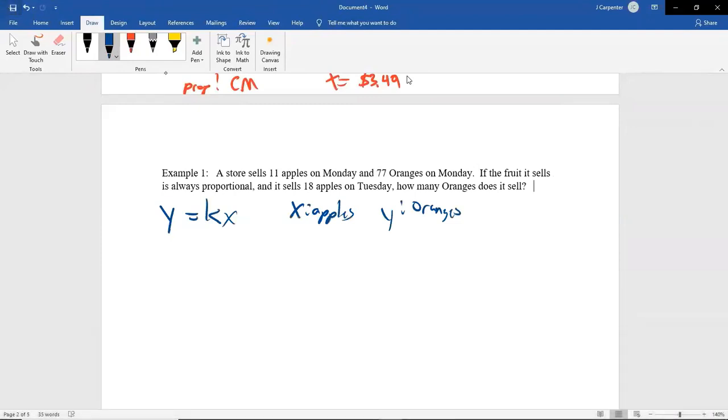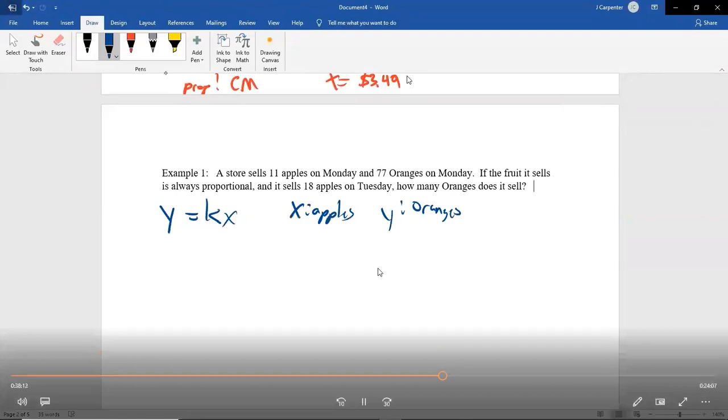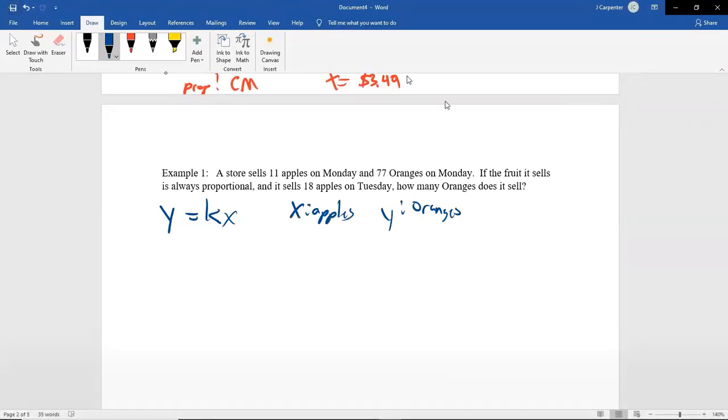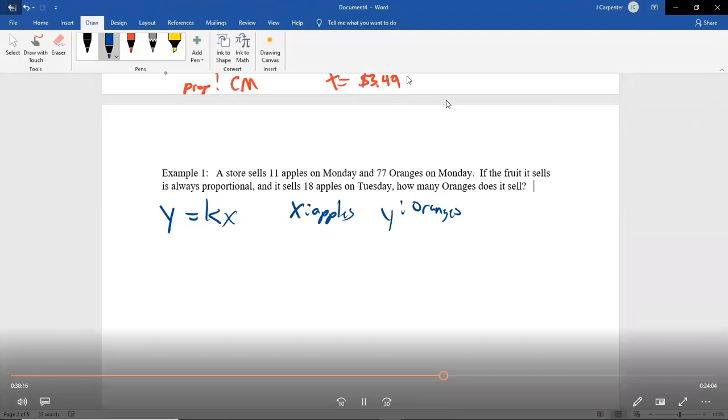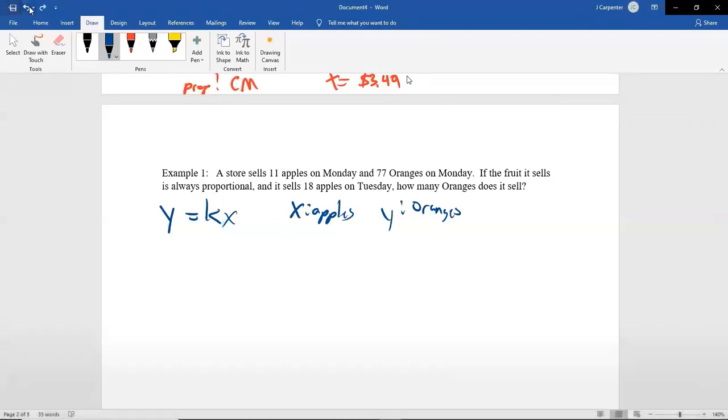On Tuesday, I chose to call x the apples. I chose to call y the oranges. If you want to call y the apples and x the oranges, that's fine. You would end up finding a different value of k than I would, but you should end up getting the same answer for how many oranges it sells on Tuesday at the end of the day.